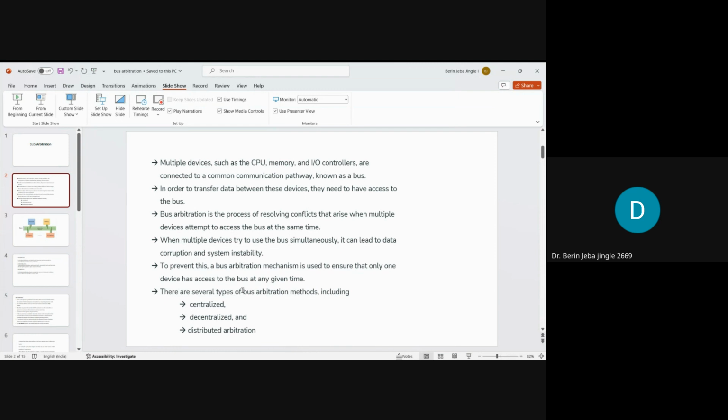There are several bus arbitration methods: centralized, decentralized, and distributed. So what are the three types of bus arbitration methods? Centralized, decentralized, and distributed. Okay.